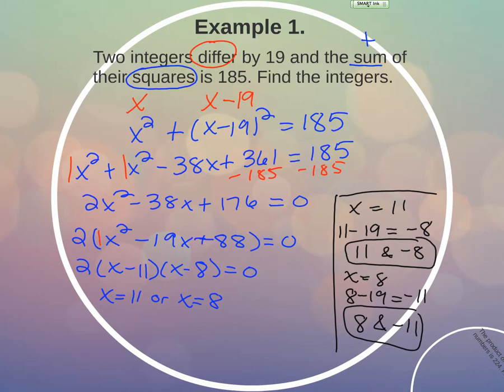Yeah? I just went back to this. If I had x and the other answer was x minus 19.